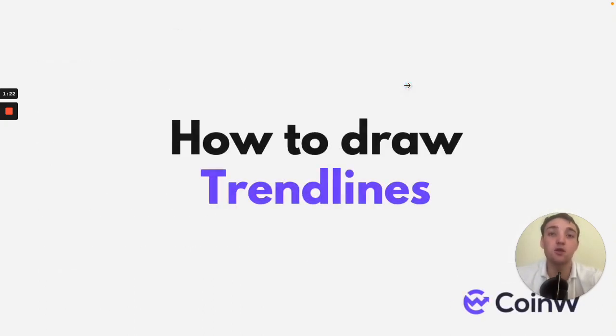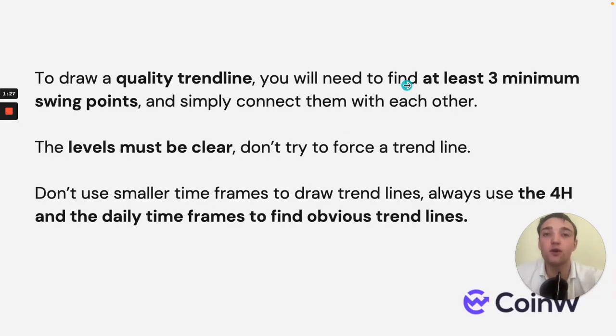Now I'm going to go over how to draw trend lines. When drawing trend lines, you have to make sure that there are at least 3 swing points that connect with each other, and the levels must be clear. You can't force a trend line. You have to make sure it's a valid trend line, and it has to be drawn on higher time frames. As I said earlier, drawing trend lines and looking at market structure on smaller time frames can be valid, but it won't be as predictable as looking at higher time frames.